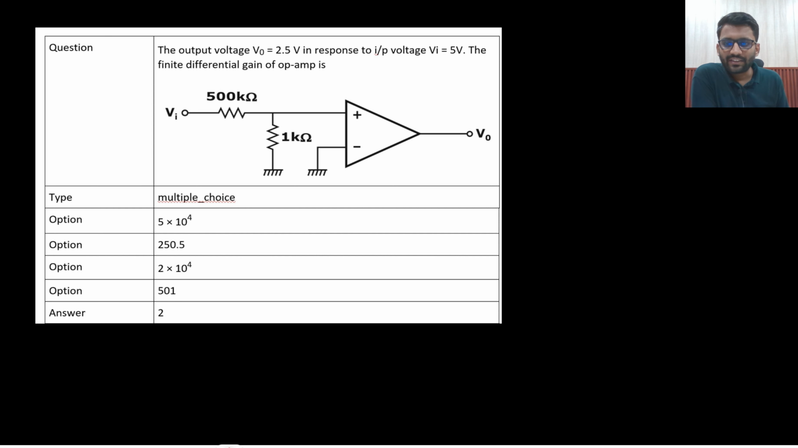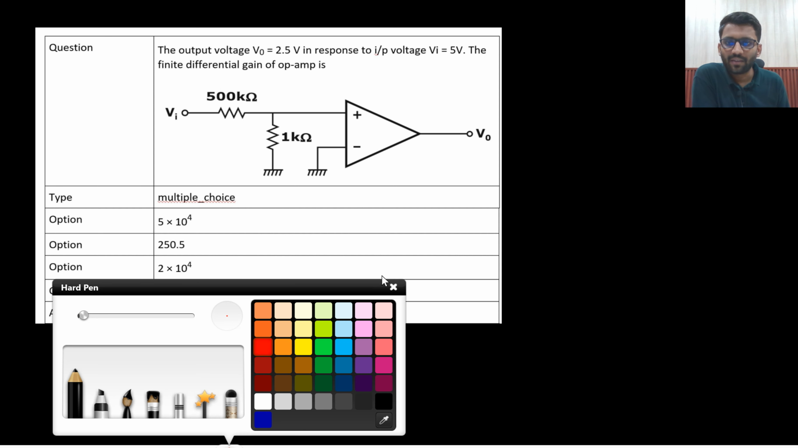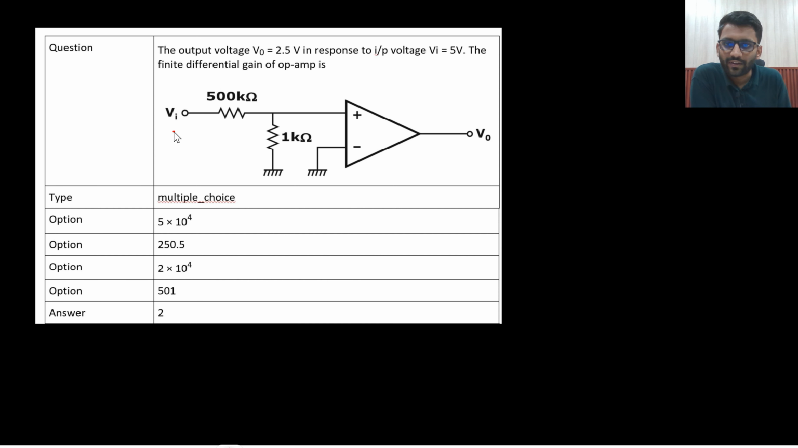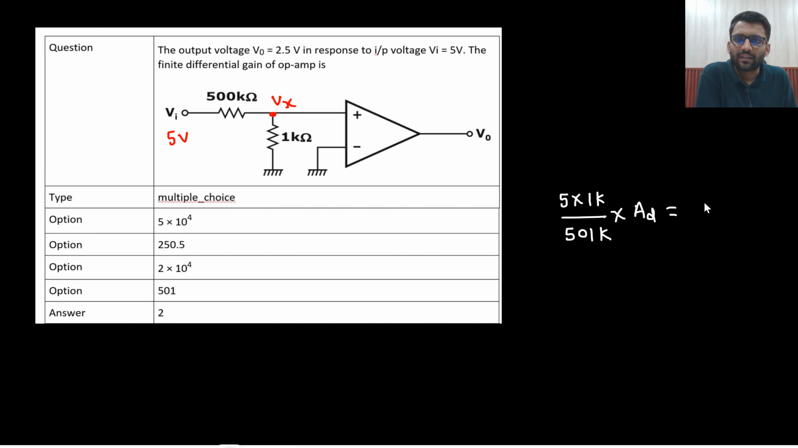Here you need to find the differential gain. Okay. Differential gain. And input voltage is given, that is 5 volt. So what would be this potential? Let's just say this potential is Vx. So that Vx potential will be 5 into 1 kilo ohm divided by 501 kilo ohm into AD. That would be equals to 2.5.